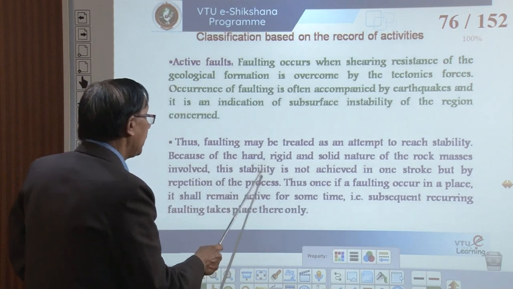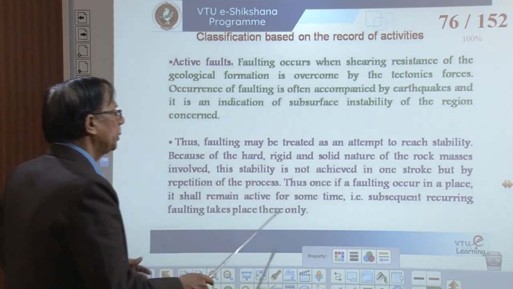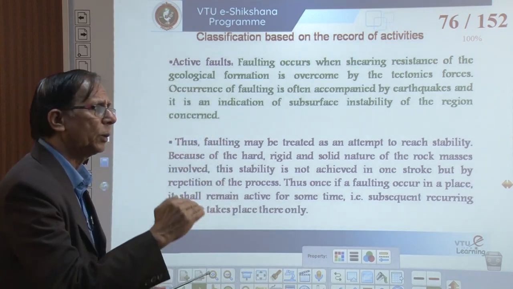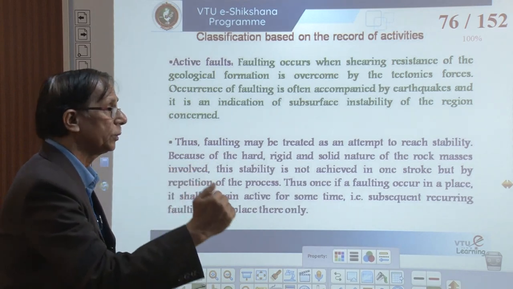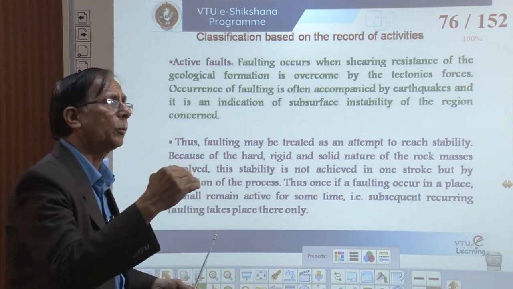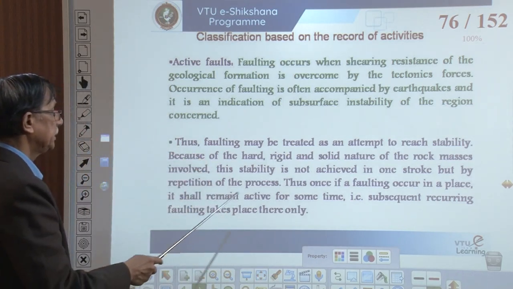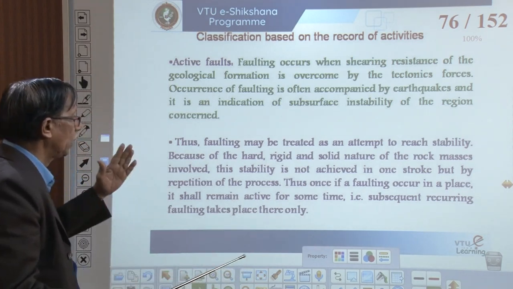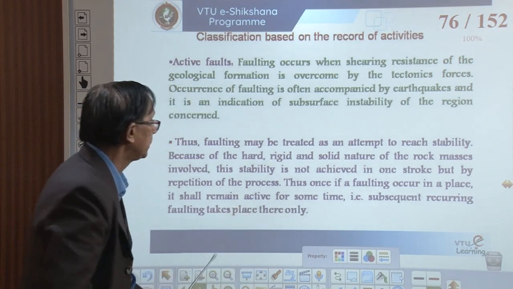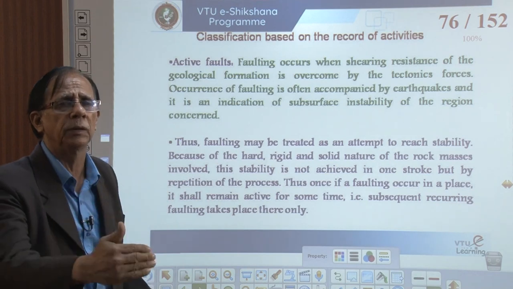Because of the hard, rigid and solid nature of the rock masses, this stability is not achieved in one stroke. Even after that, there may be a slight movement after the earthquake. Still, there is some movement, and more minor shocks are there. For that also, the rocks respond. Thus, there is repeated movement along that block. Then we call it an active fault, because movement along the fault plane is continuing.